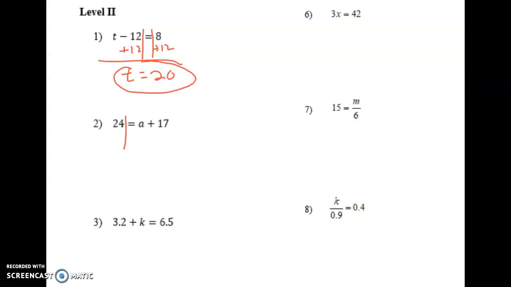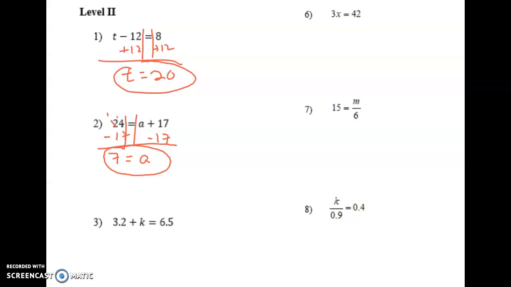Number 2. Who does A want to get rid of? He wants to get rid of the 17. So the opposite of adding 17 is subtracting 17 from both sides. The 17s cancel, become 0. I'm left with A equals 24 minus 17. I have to borrow. 14 minus 7 is 7. 1 minus 1 is 1. So A equals 7. And if you check, 7 plus 17 adds up to 24.